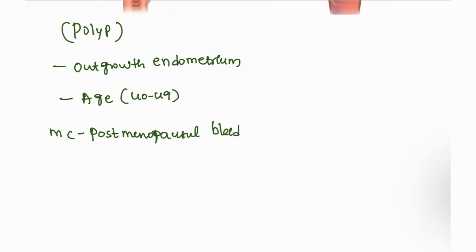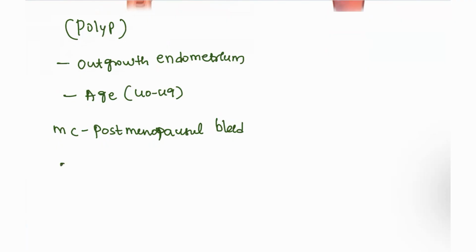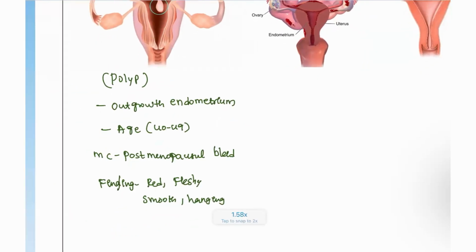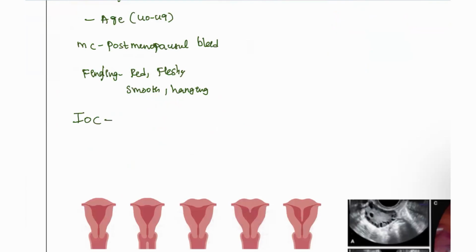Next, on examination, when you see through the hysteroscopy, the findings will be red, fleshy and smooth, hanging in the uterine cavity. Okay, this is how you are going to see the polyps. First thing. Next, the investigation of choice for this patient is the Doppler. So Doppler is the best to visualize the artery that is feeding the polyp, especially the feeding vessel of the polyp which is causing the bleeding for this patient. Okay, that is the first thing that you have to take note of.